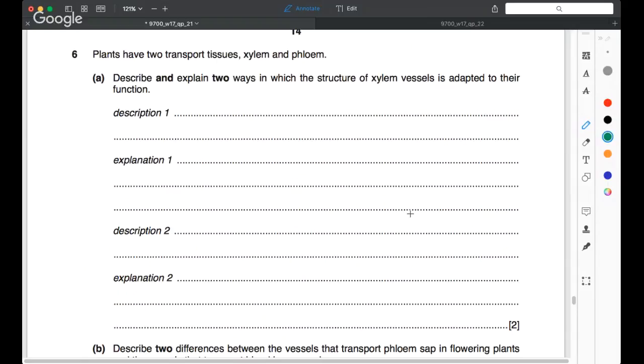Okay. So the xylem vessel elements are strengthened with lignin. Okay, so how does that help? It helps the mechanical function of the xylem to be able to handle the negative pressure which occurs due to transpiration. Good. Okay.